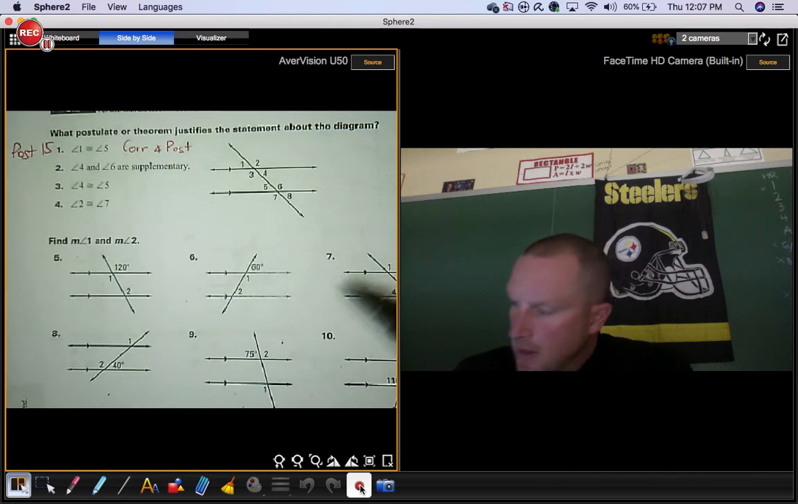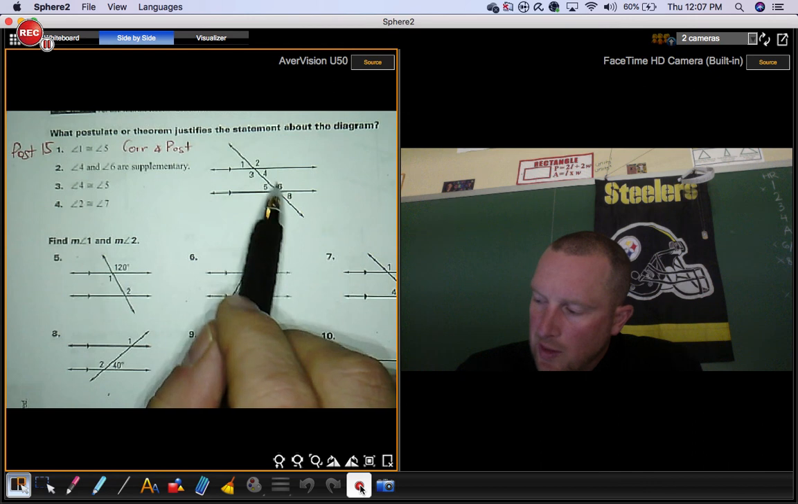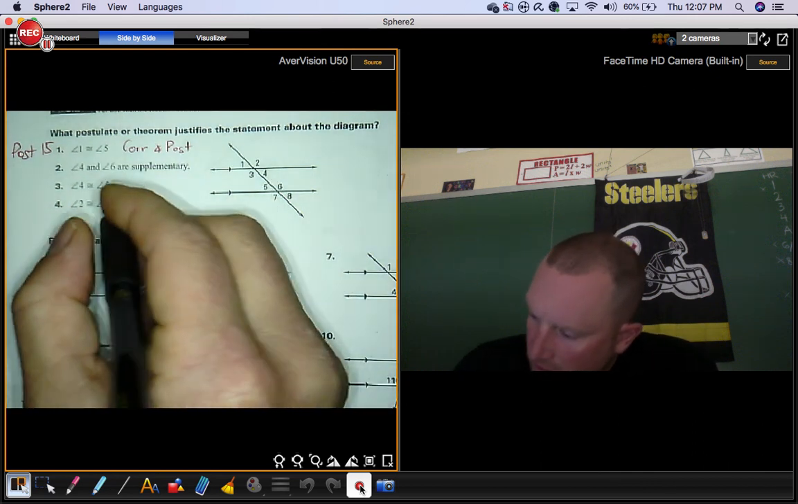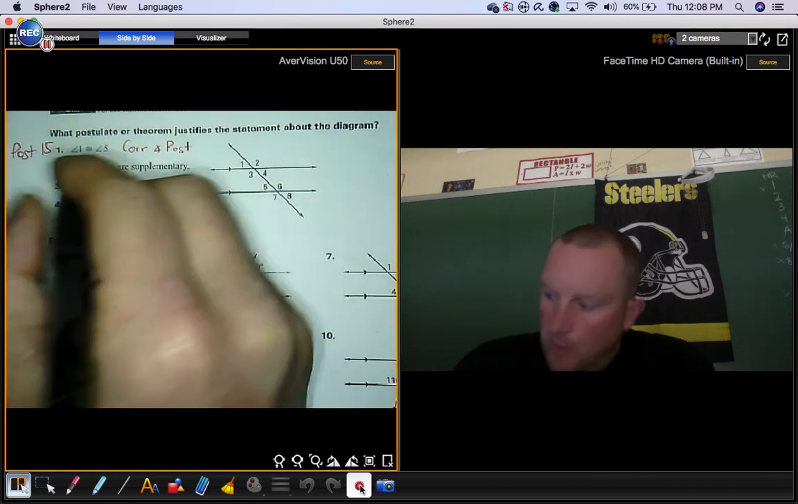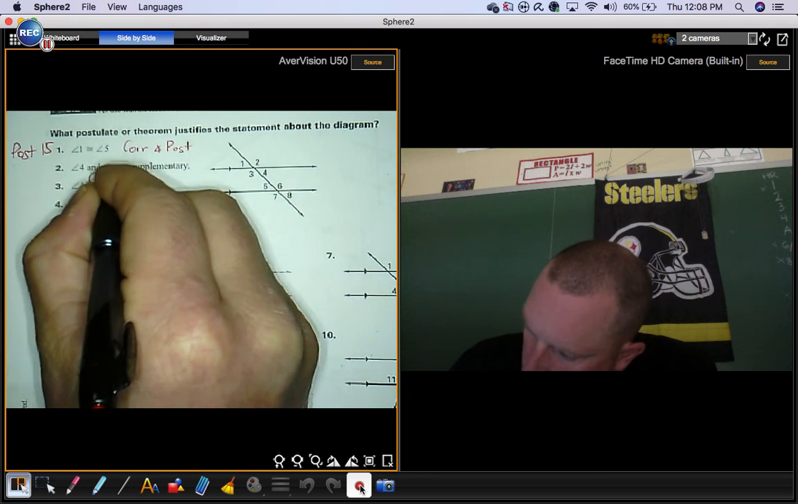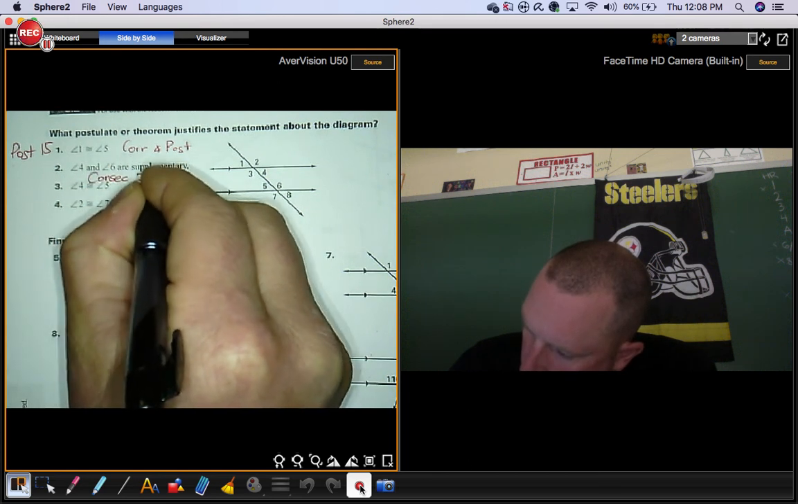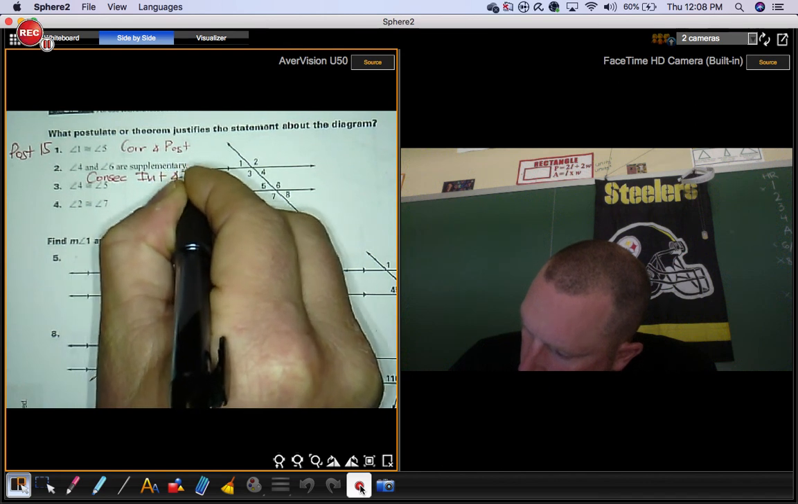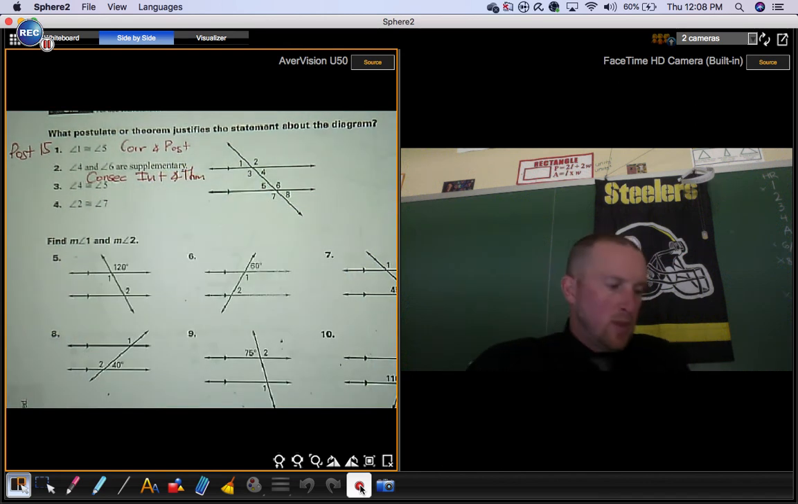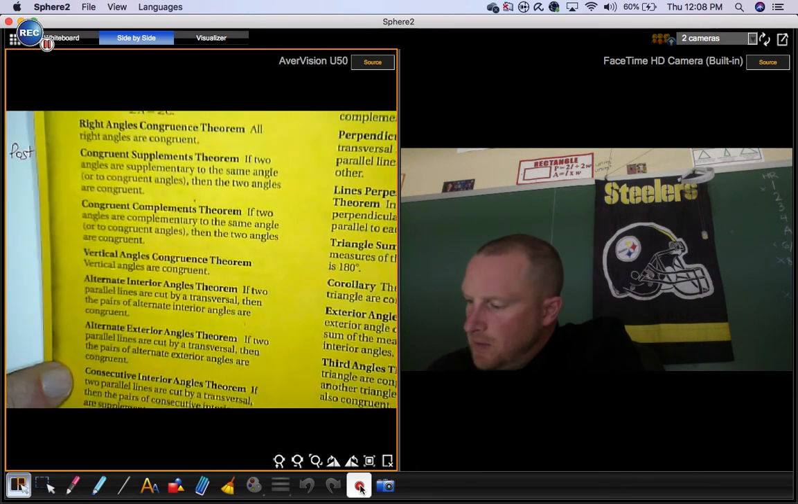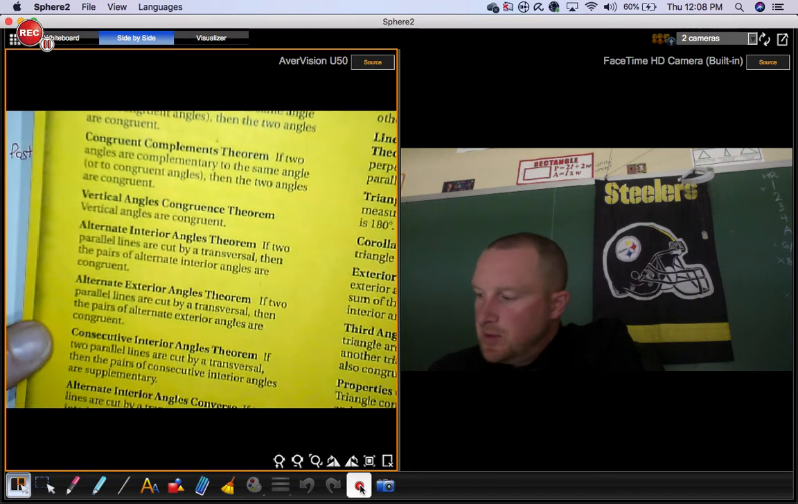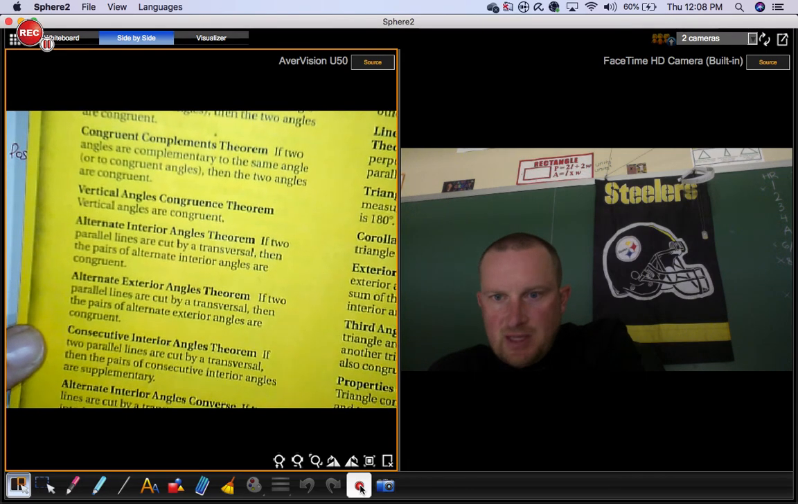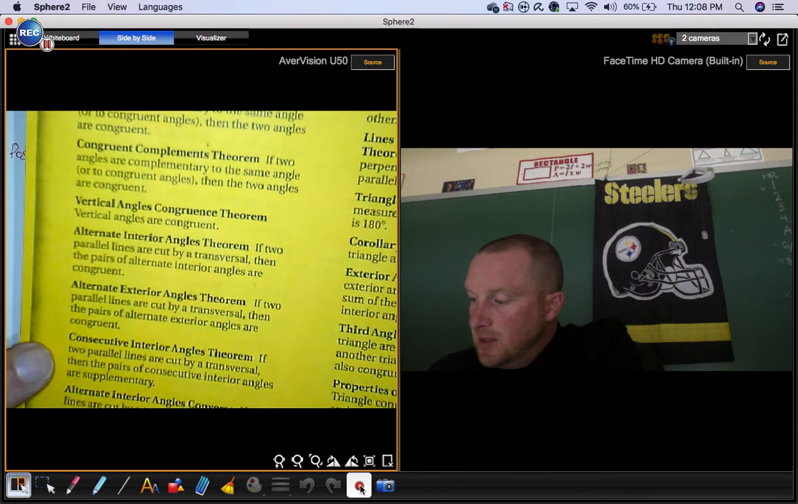Number 2, angle 4 and angle 6 are supplementary. Those are consecutive interior angles. So when the lines are parallel, that makes them supplementary. That's the consecutive interior angle theorem. And we'll find a number for that. Consecutive interior angles theorem. And the number is not on this theorem sheet. It's in your notes. And I'm not going back to find it.